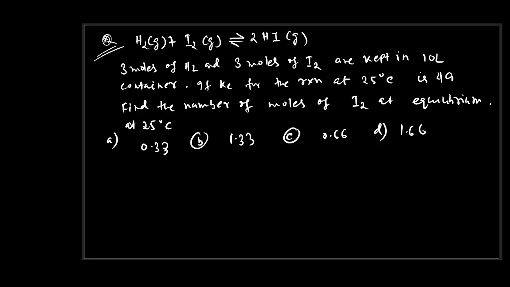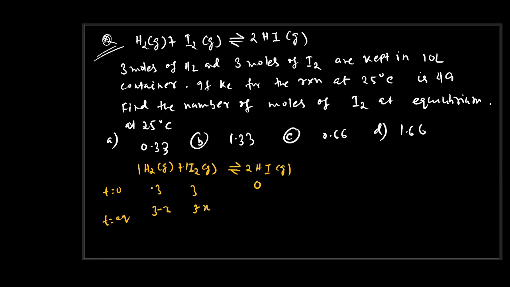Next. This problem again: H2 gas plus I2 gas is going to give 2HI. Initially 3 moles of H2 and 3 moles of I2 are kept in a 10 liter container. So 3 moles, 3 moles, and initially no product HI. At equilibrium, this is 3 minus X, 3 minus X. From 1 mole, X is consumed, so for 2 moles, 2X will form.